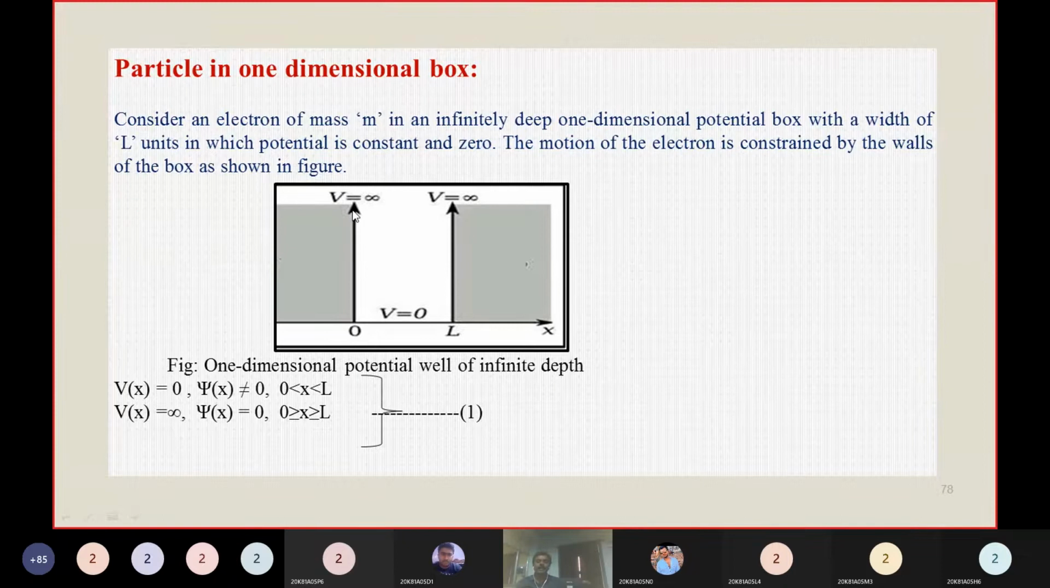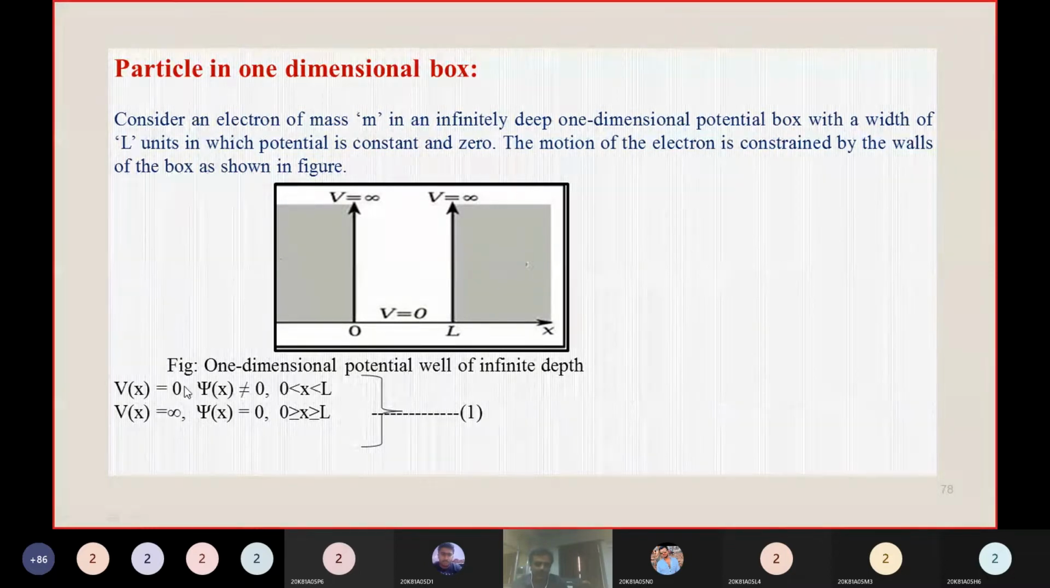Already we know, according to the properties of the wave function at the boundaries, that the wave function will vanish. So the wave function equals 0. What are the limitations here?